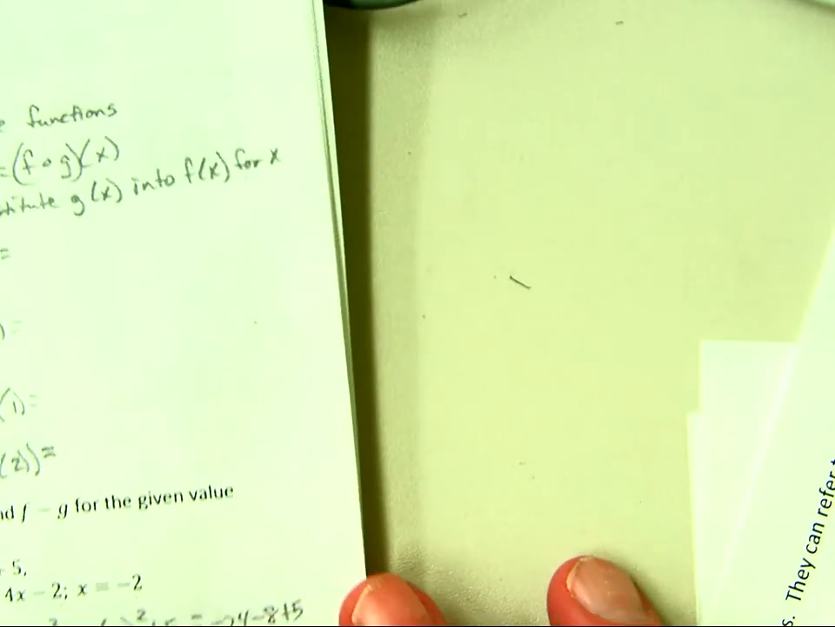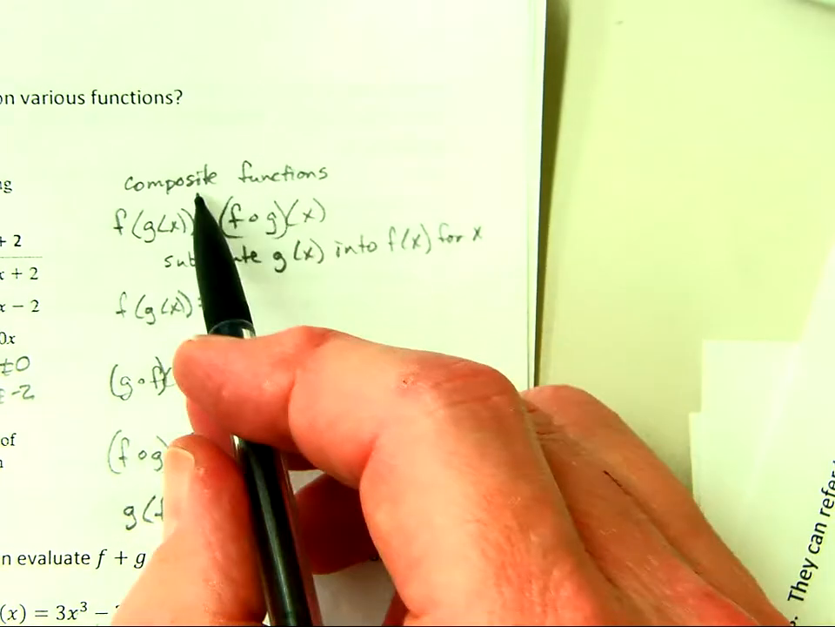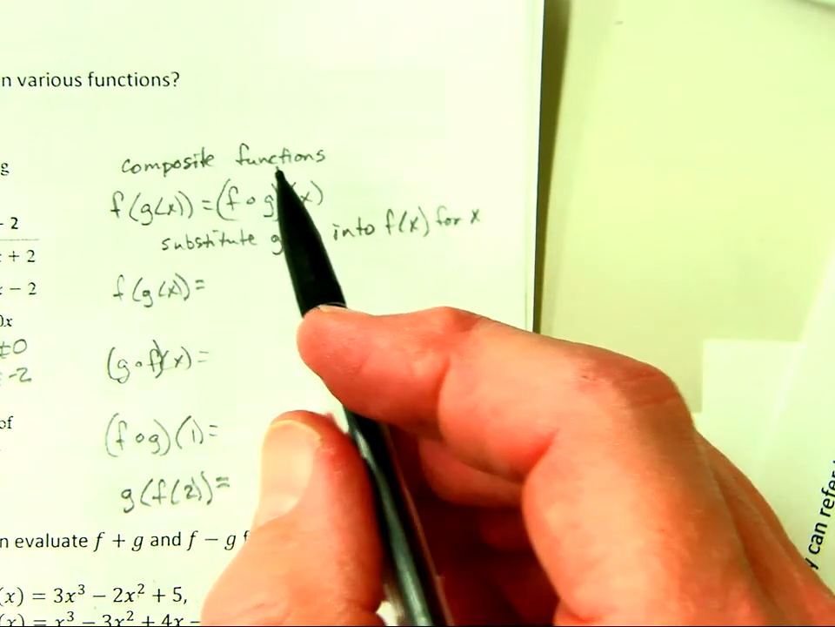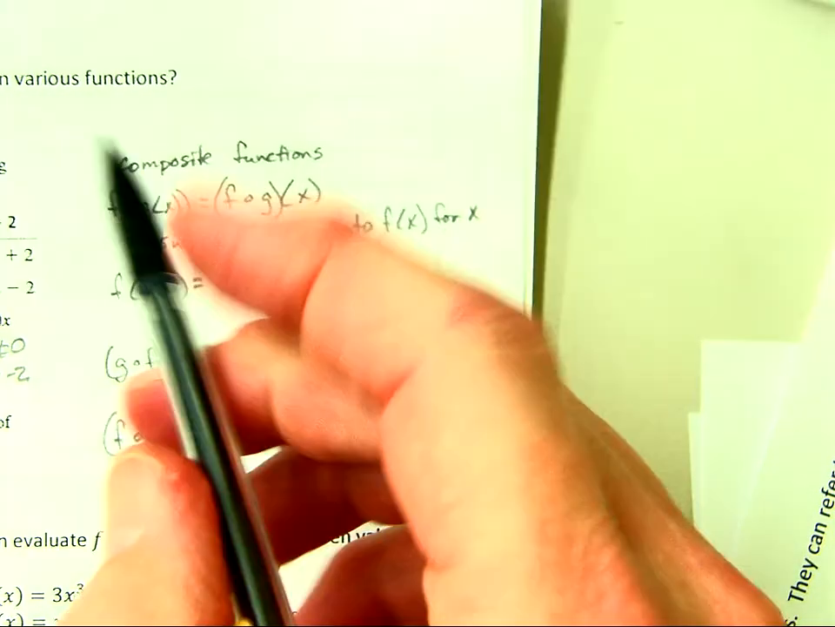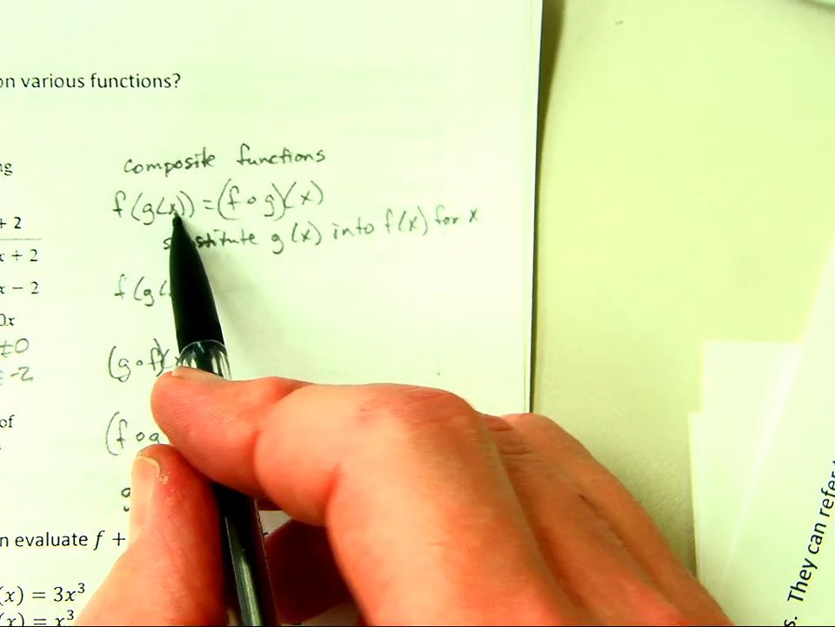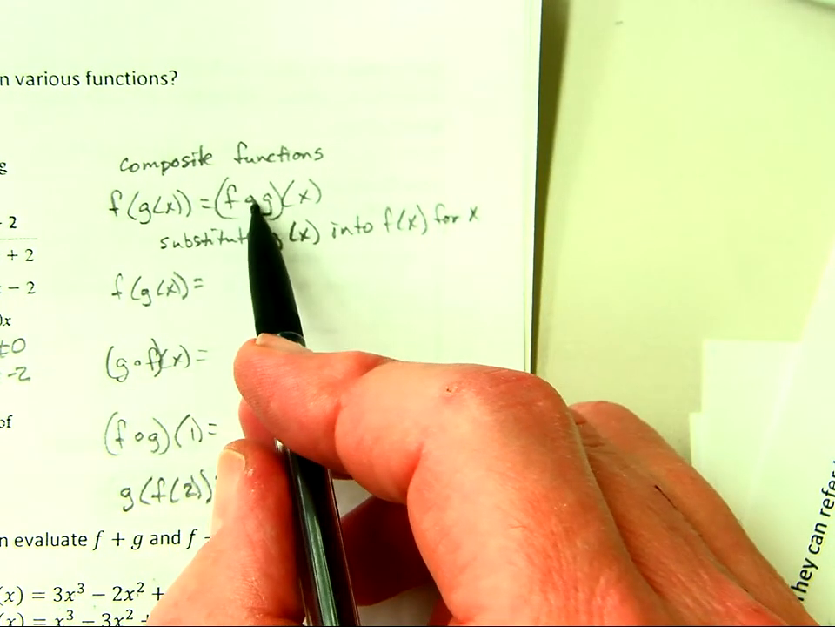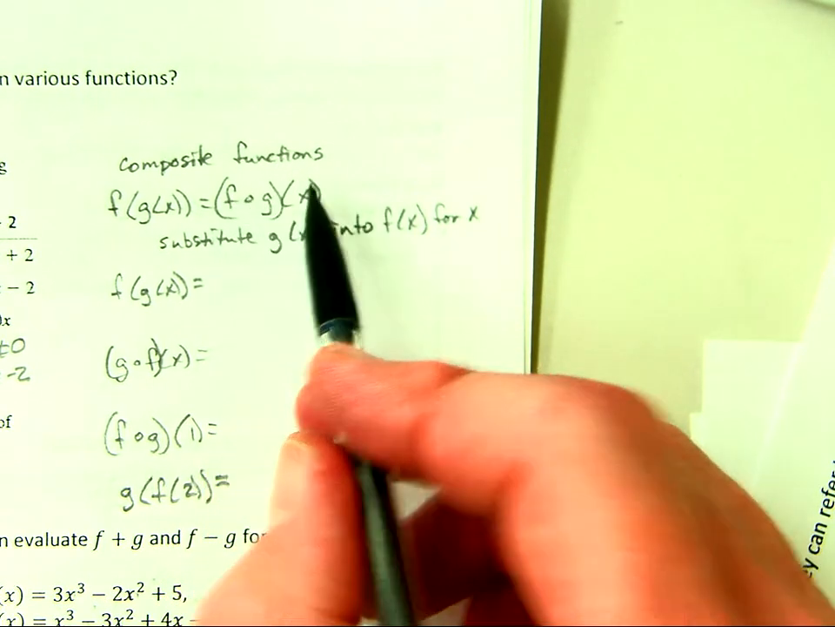I want to cover one more. This is not in your thing, but I want to talk about it anyway because we'll actually use this later. The next stage is called composite functions. Composite functions are where you plug one function into another function. And it looks like this. This is read f of g of x. This is another way to write it, with this little circle in between. That's the same thing, f of g of x.